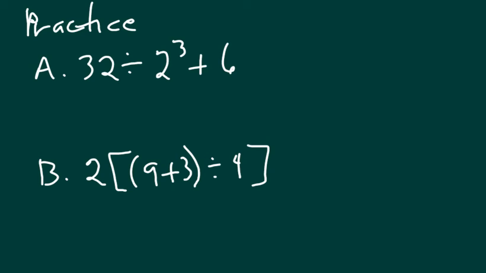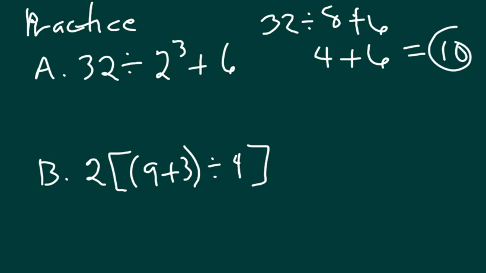Okay, number A. First thing to do, exponent. 2 to the third is 8. So that's 32 divided by 8 plus 6. Okay, next divide. 32 divided by 8 is 4. 4 plus 6, 10.